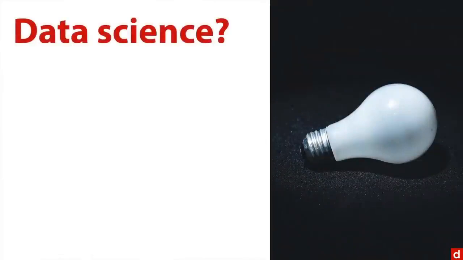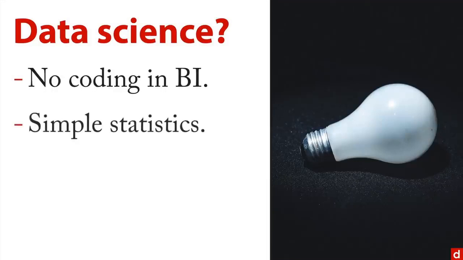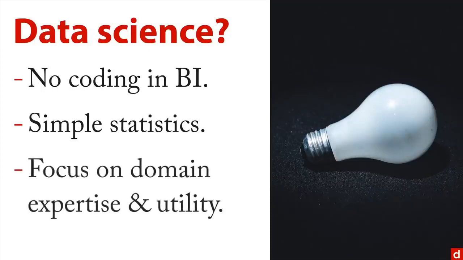Now, data science is involved with this, except, really there's no coding in BI. There's using apps that already exist. And the statistics in business intelligence tend to be very simple. They tend to be counts and percentages and ratios. And so it's simple. The light bulb is simple. It just does its one job. There's nothing super sophisticated there. Instead, the focus in business intelligence is on domain expertise and on really useful direct utility. It's simple, it's effective, and it provides insight.